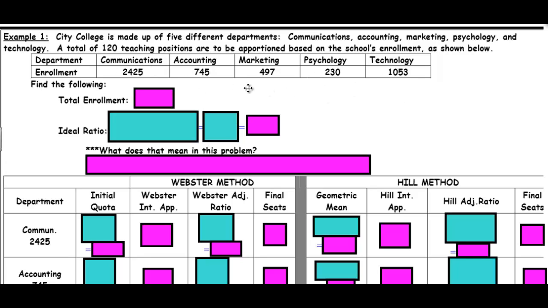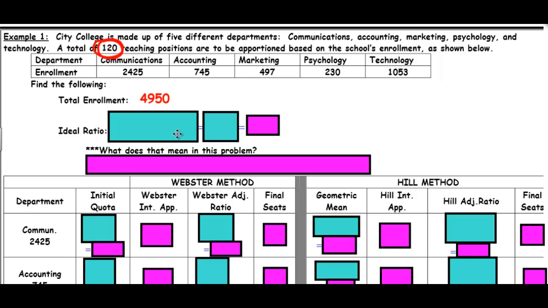So we basically have 5 classes, and we need to apportion 120 teaching positions. This is what we are splitting up. First of all, if we find the total enrollment by adding together these 5 classes and their enrollment, that gives us a total of 4,950.